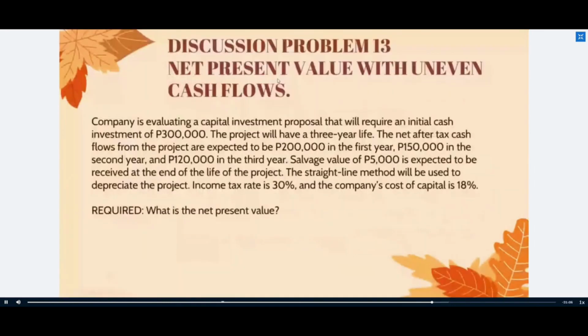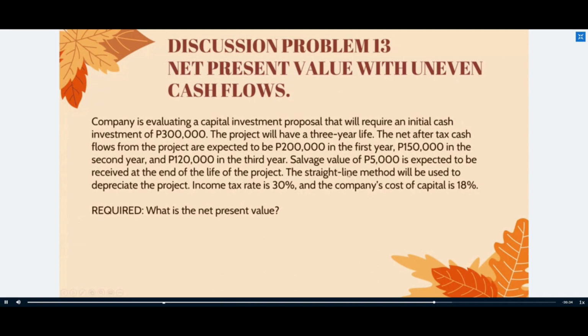What if we have uneven cash flows? So what is the net present value? Company is evaluating a capital investment proposal that will require an initial cash investment of 300,000. The project will have 3-year life. The net after-tax cash flows from the project are expected to be 200,000 the first year, 150,000 second year, and then 120,000 in the third year. Salvage value of 5,000 is expected to be received at the end of the life of the project.